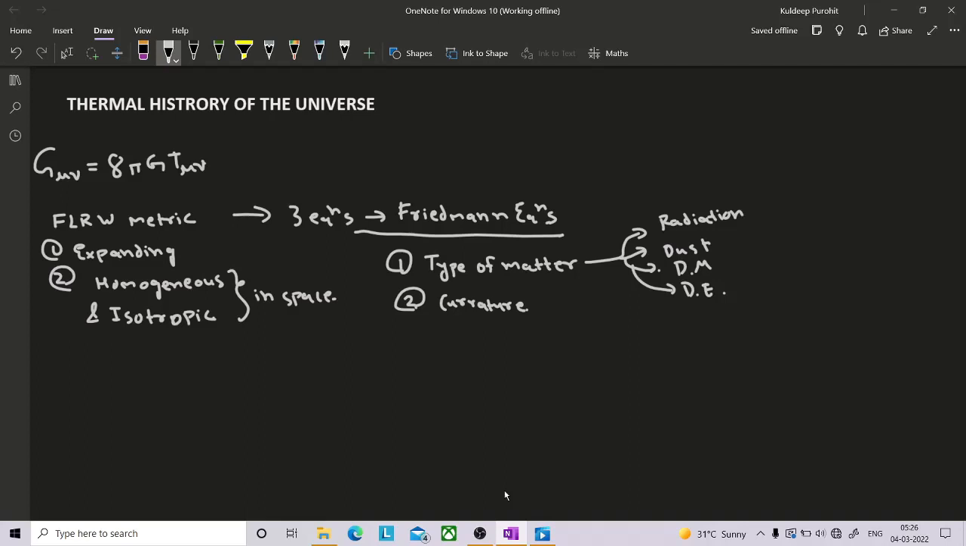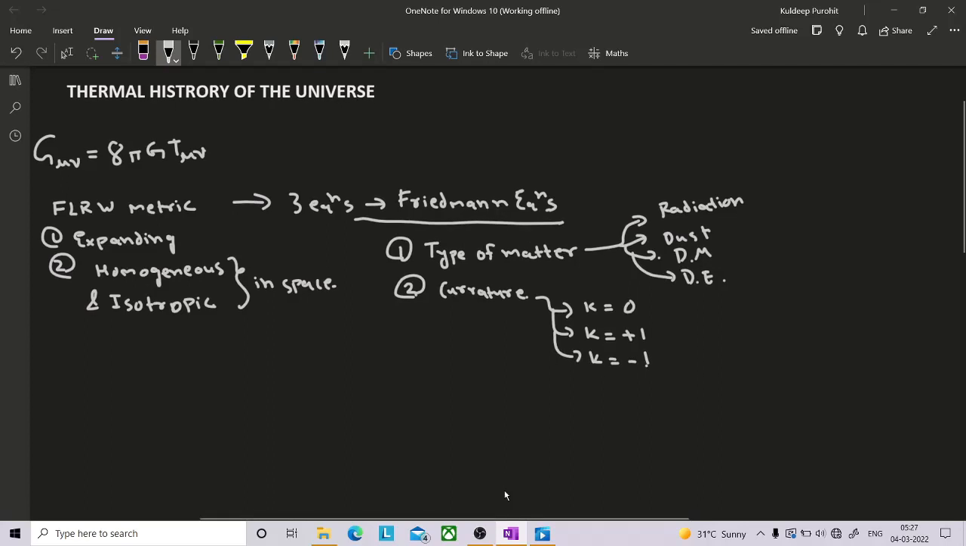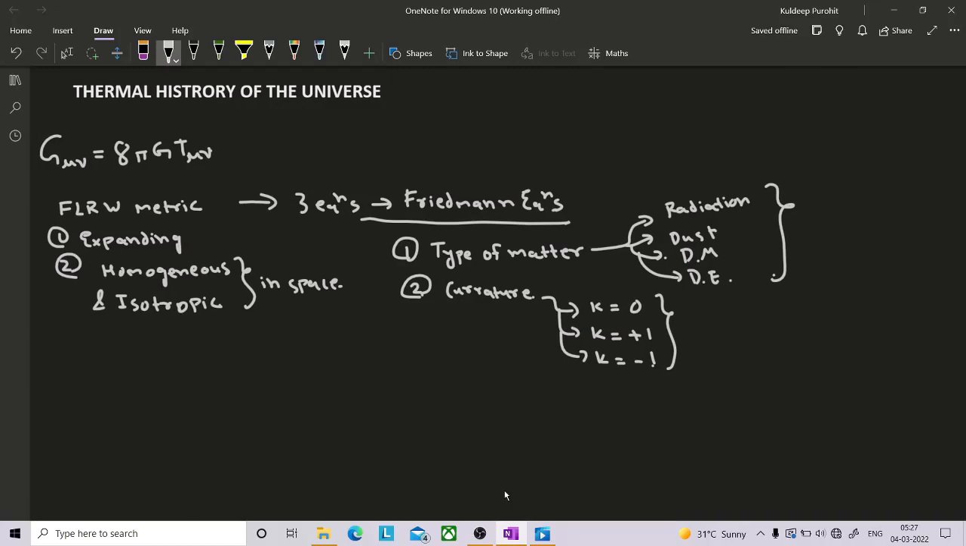And the other thing is the curvature. So there can be three kinds of universe: universe with zero curvature, which is known as the flat universe; universe with positive curvature, which is k is equal to +1; and universe with a negative curvature. So depending on what is the curvature of the universe and depending on what is the type of matter in the universe, the dynamics of the universe will change. So this is what we have seen in the first part of the theory, where we have solved the Friedman equations for different cases, and we have seen how the universe will eventually go.